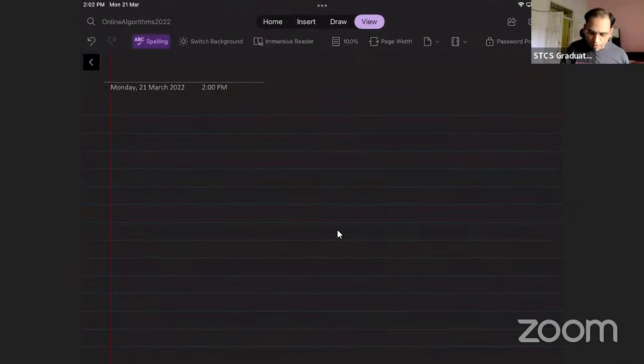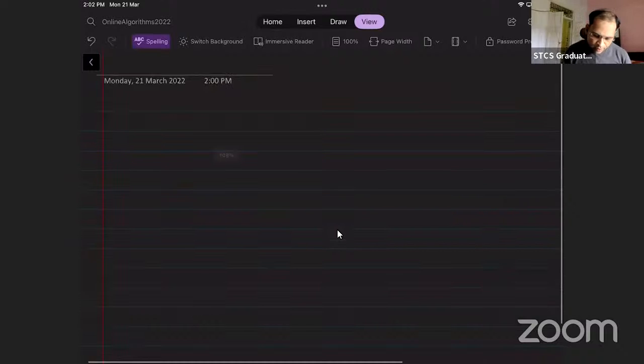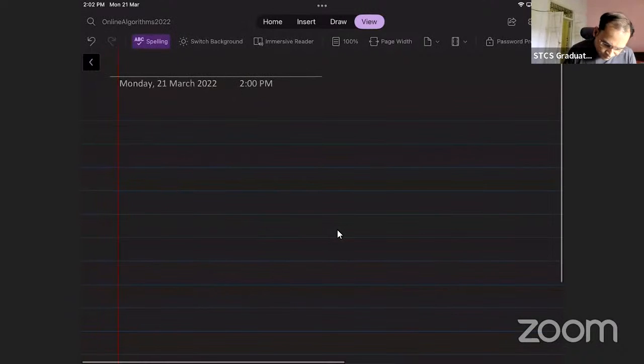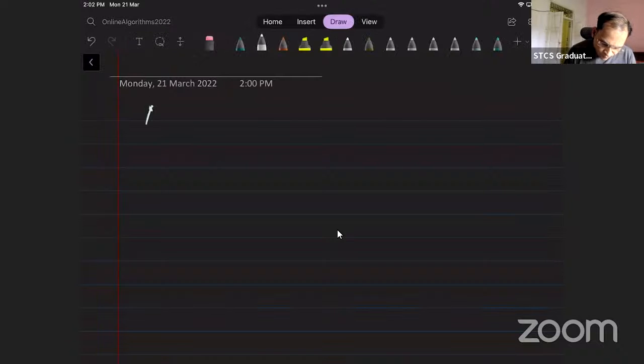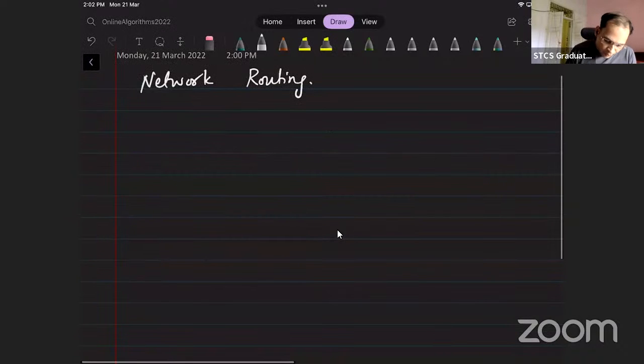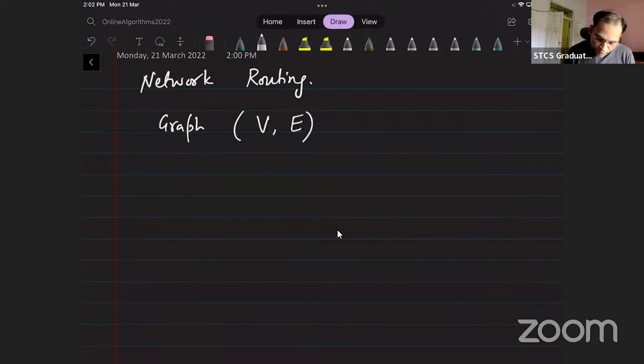Yes. Today we'll be talking about network routing. Slightly a detour, but an interesting problem. So what are we given? We are given a graph. You can call it a network, represented by a set of vertices V and a set of edges E.